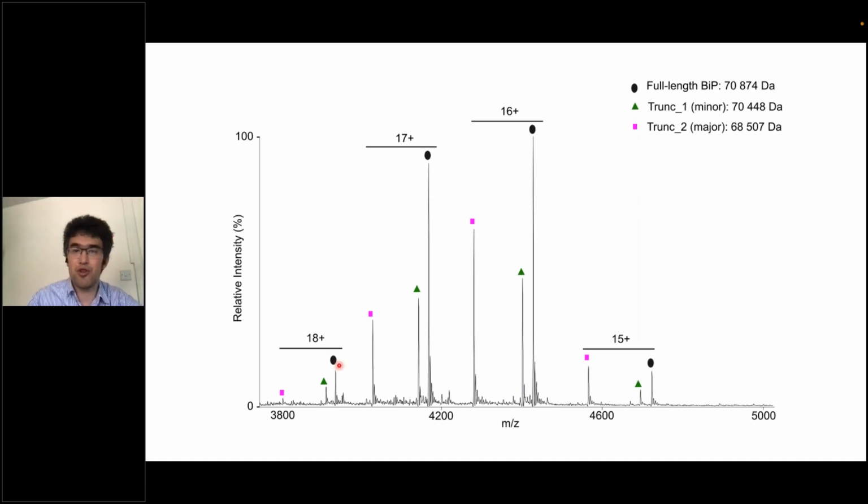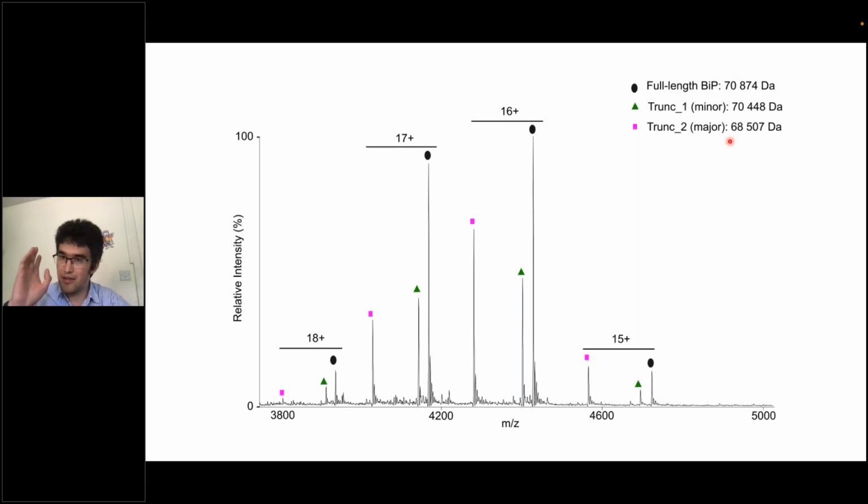And this protein here is a little more challenging because the full length BiP is shown here in the black charge series centered around the 16 plus charge state. But there's also some truncations happening, including this major pink one here, shown here with a mass. We're losing almost 2 kilodaltons off full length BiP.